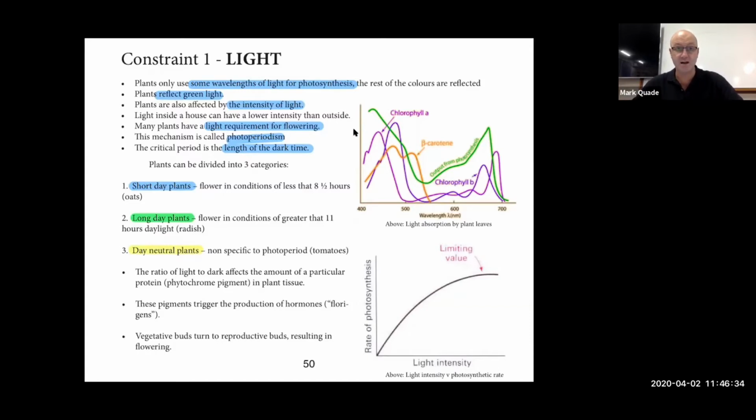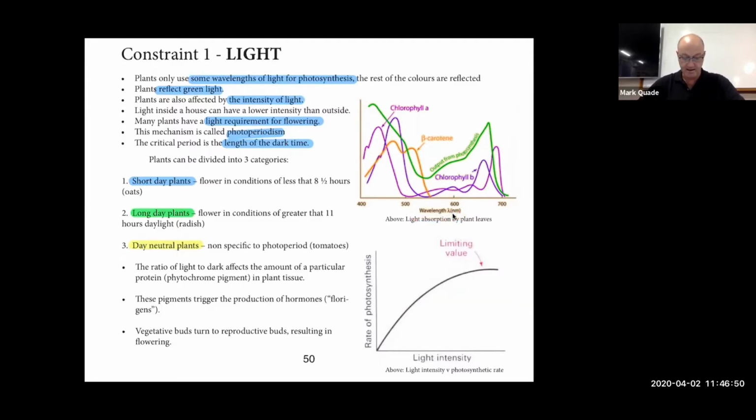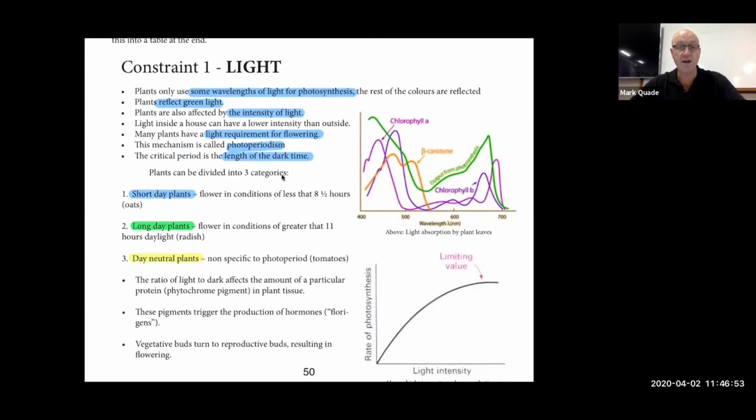Plants reflect green light. They have some wavelengths that they use, and we can see that in this diagram here. And we can see output from photosynthesis with the different wavelengths here. So plants are affected by the intensity of light. Light inside a house can have lower intensity than outside. Many plants have a light requirement for flowering. This mechanism is called photoperiodism, and we're looking at the length of dark time.